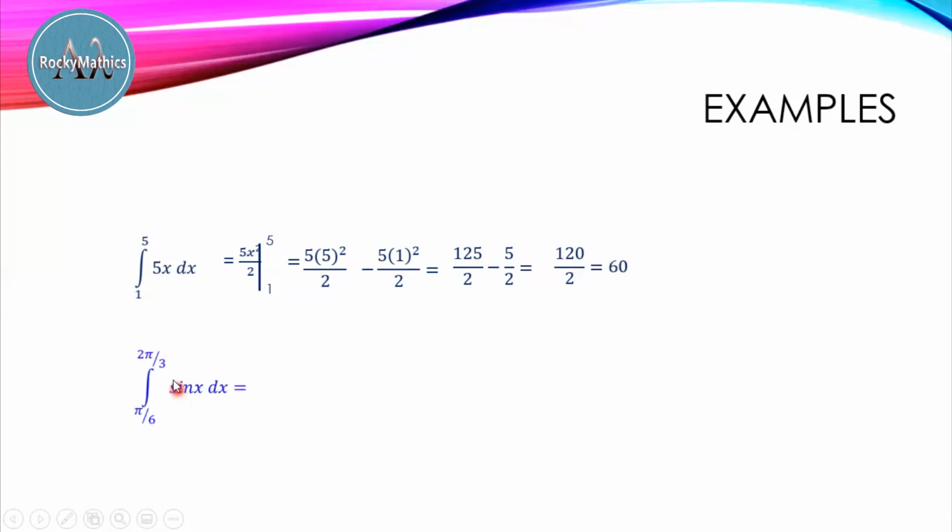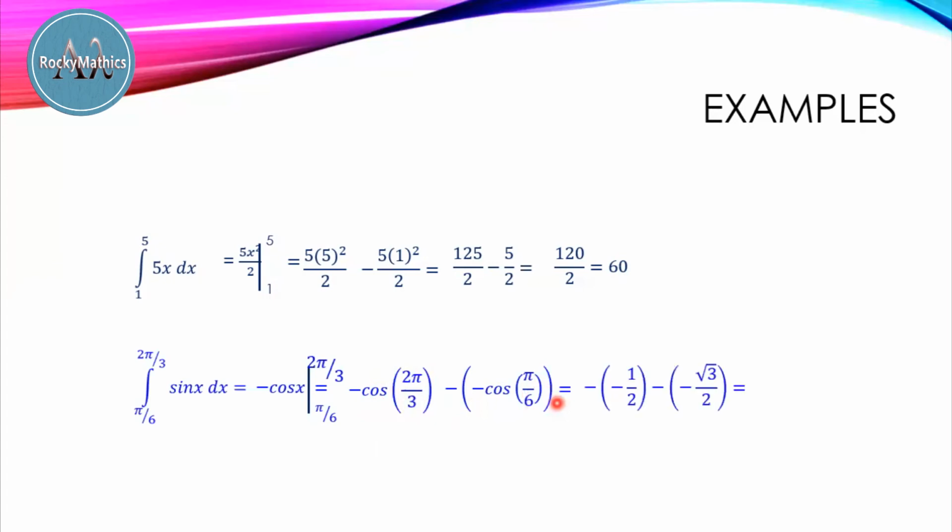Next example, find the integral of sine x dx evaluated from pi over 6 to 2 pi over 3. So what is the antiderivative of this? It's equal to negative cosine x, then evaluated from pi over 6 to 2 pi over 3. So this is equal to negative cosine of 2 pi over 3, which is the upper limit, minus, because that's the definition of the fundamental theorem of calculus, minus the antiderivative of the lower limit. Now, the lower limit is pi over 6.